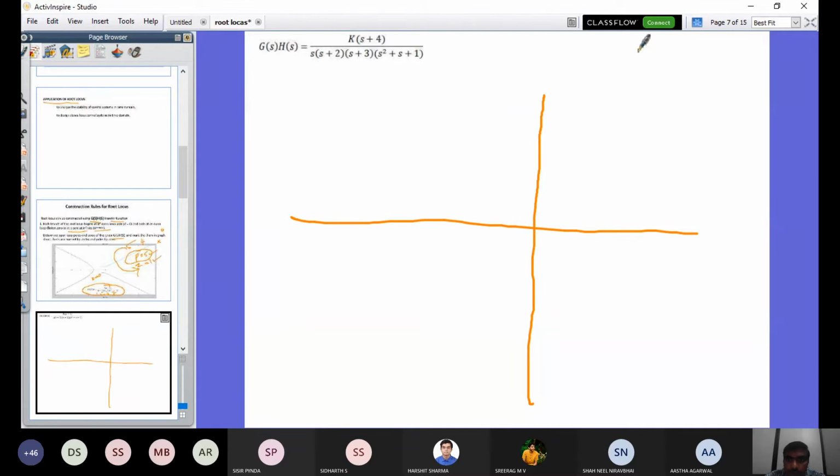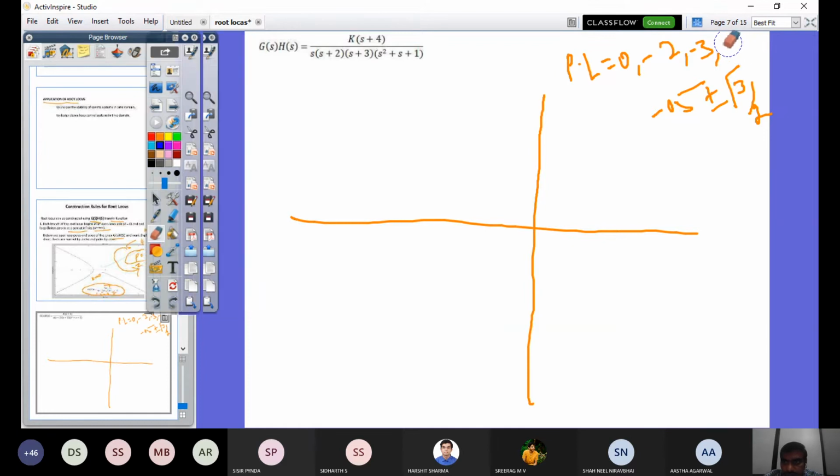Tell me, how many open loop poles are there? What are the locations of the poles? Pole locations: 0, minus 2, minus 3, and then the quadratic s squared plus s plus 1, with b equal to 1 by 2, so 1 by 2 is 0.5. So minus 0.5 plus or minus j root 3 by 2. When you consider s squared plus s plus 1. Clear? Correct?